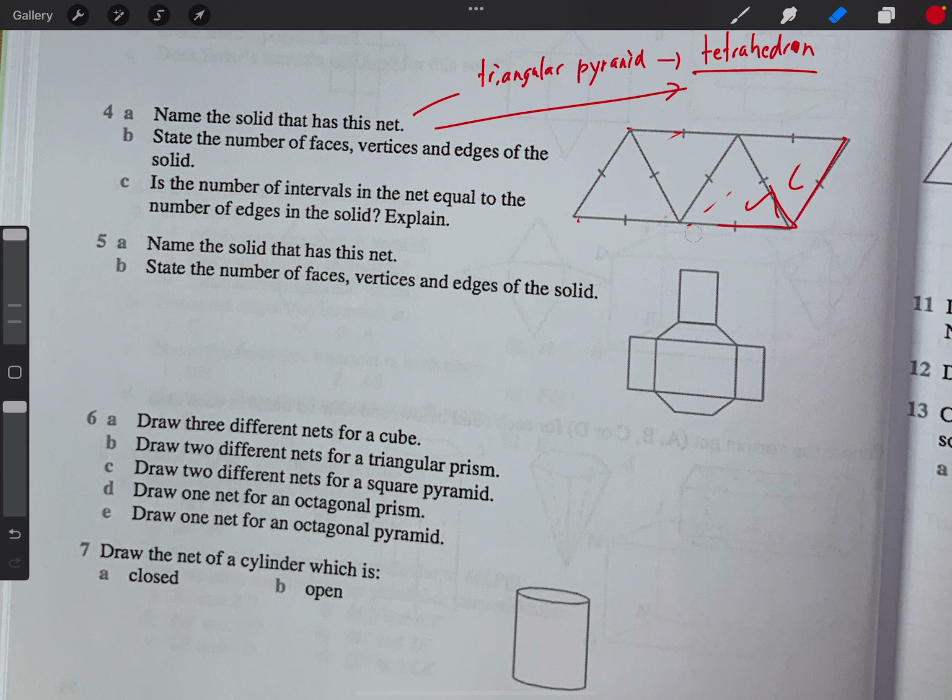Okay, so for the number of faces, you can write faces equal to whatever, vertices equal to, and edges equal to, and so on. Is the number of intervals in the net equal to the number of edges in the solid? Okay, the number of intervals, what it means is this. This is one interval here. There's 1, 2, 3, 4, 5, 6, 7, 8, 9. So you've got 9 intervals.